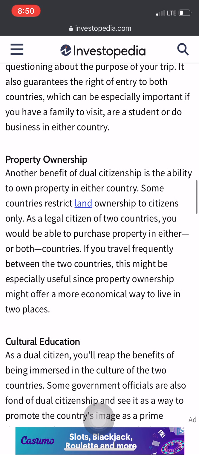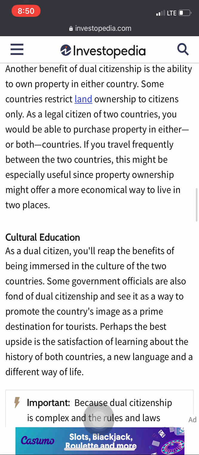Property ownership. This is very important. Another benefit of dual citizenship is the ability to own property in either country. Some countries restrict land ownership to citizens only. As a legal citizen of two countries, you would be able to purchase property in either or both countries. If you travel frequently between the two countries, this might be especially useful, since property ownership might offer a more economical way to live in two places. But it also comes with tax laws, and there are other complications as well that you have to deal with.